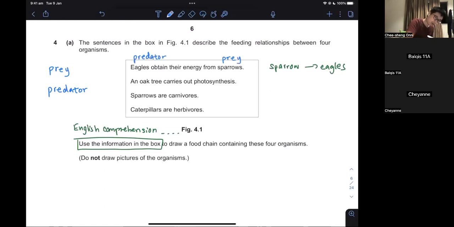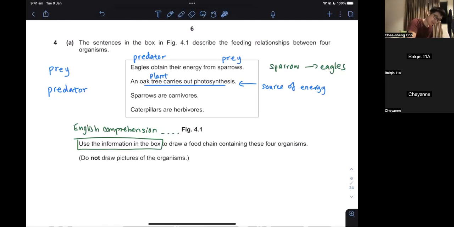Now, oak tree carries out photosynthesis. So that means oak tree is the plant, and plant is your source of energy. So we always get our energy from plants. So a lot of food chains, they all start from plants because you say you don't eat vegetables, but you eat meat, and meat comes from animals which eat vegetables, which eat plants, which eat grass.